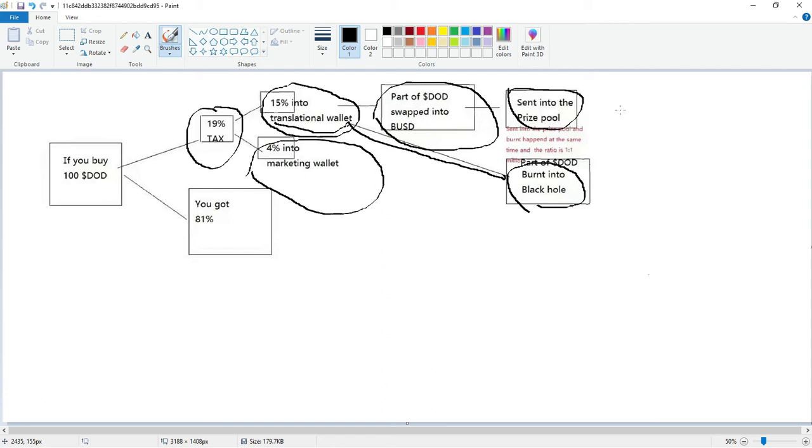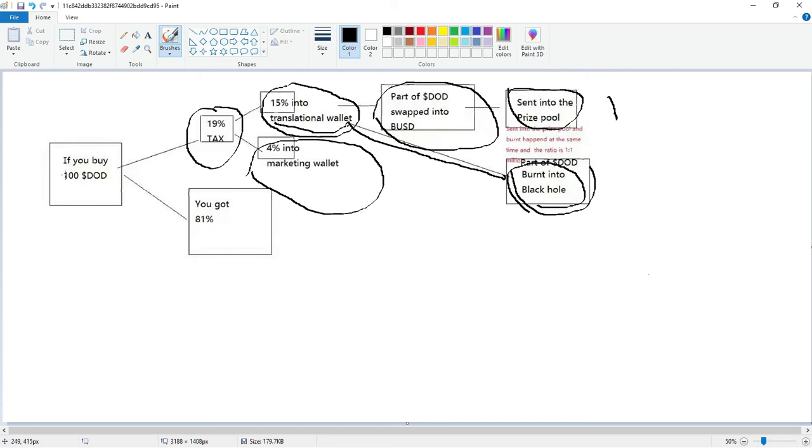So having explained that, there is one important thing that I would like us to note. That is, when 1 BUSD is added into the price pool fund, at the same time 1 million DODs are burned into this black hole. So the addition of BUSD in the price pool fund and the burning of DOD takes place at the same time. So we should have that in mind.